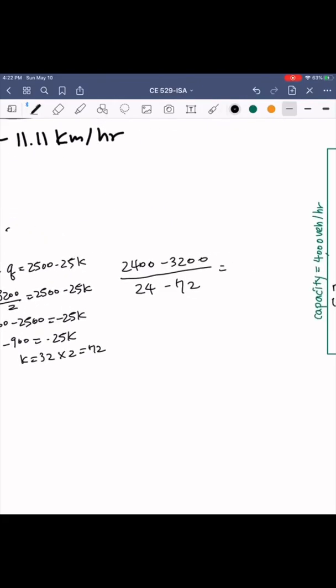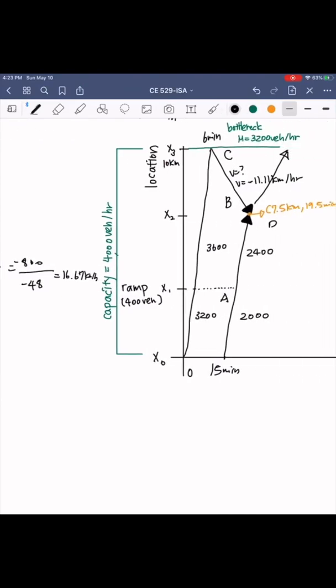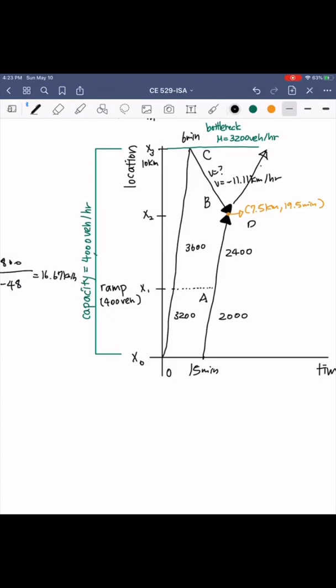So it'll be 800 divided by 24 minus 72, which is negative 48. 800 divided by 48 is positive 16.67 kilometer per hour. So what this means is that the shockwave is moving at 16.67 kilometers per hour.